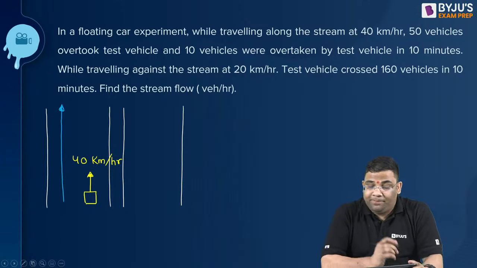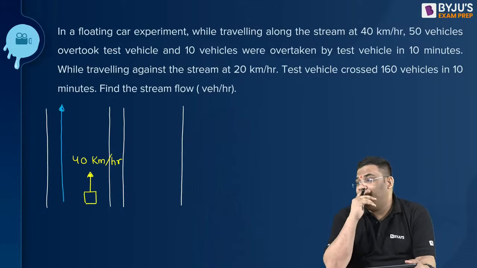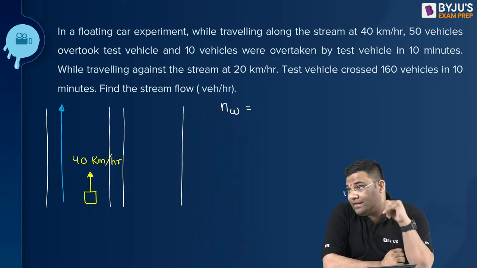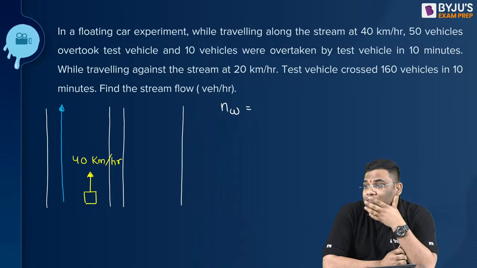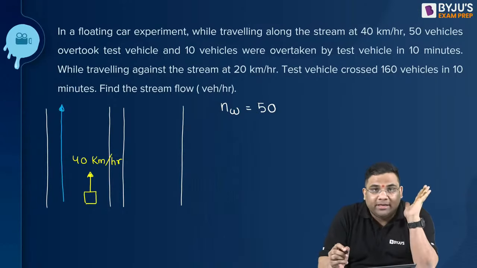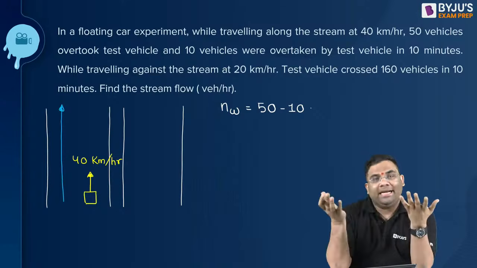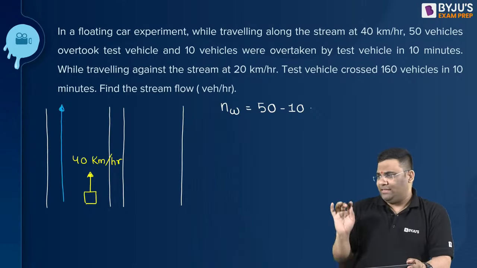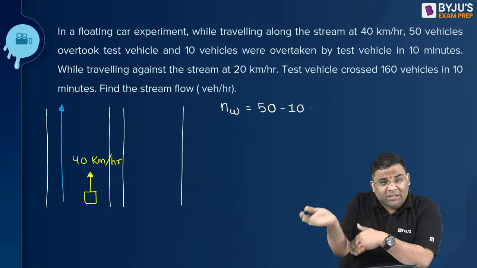50 vehicles overtook the test vehicle and 10 vehicles were overtaken by the test vehicle. So what is NW? 50 vehicles overtook the test vehicle and the test vehicle overtook 10 vehicles. Understood? This NW is nothing but the net vehicles which overtook the test vehicle.